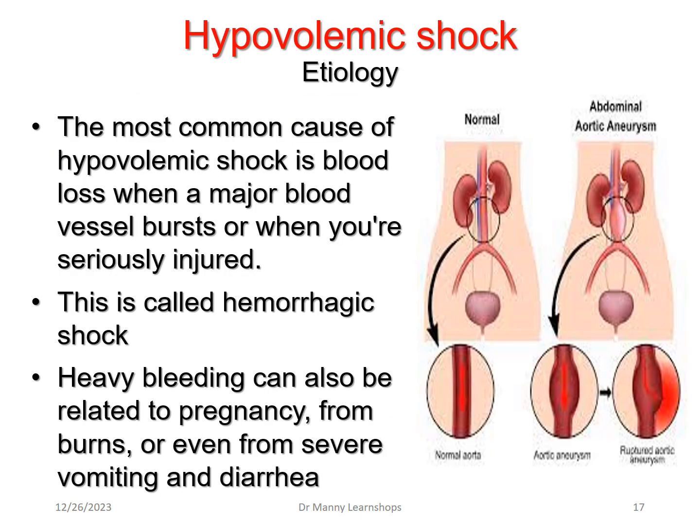What's the etiology? With hypovolemic shock, the most common cause is blood loss. This can also be called a hemorrhagic shock, but it's as a result of heavy bleeding or loss of fluid from burns, or even severe vomiting and diarrhea.